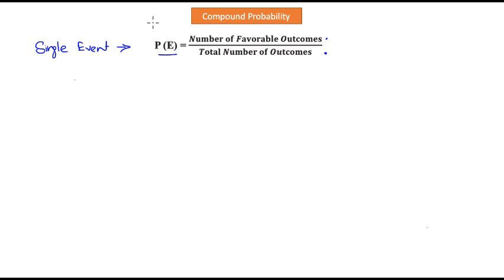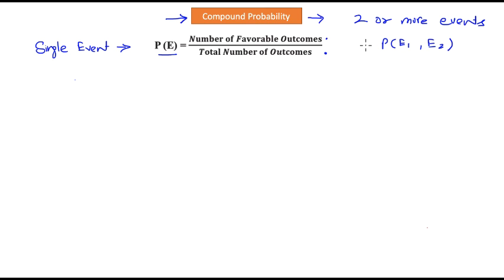Okay. Now let us extend that discussion a little further and discuss the concept of compound probability. Compound probability becomes a subject of discussion when you have two or more events happening at the same time or in sequence, right? That is when we want to calculate the probability of event 1 and event 2, okay? This is where we use the concepts of compound probability.